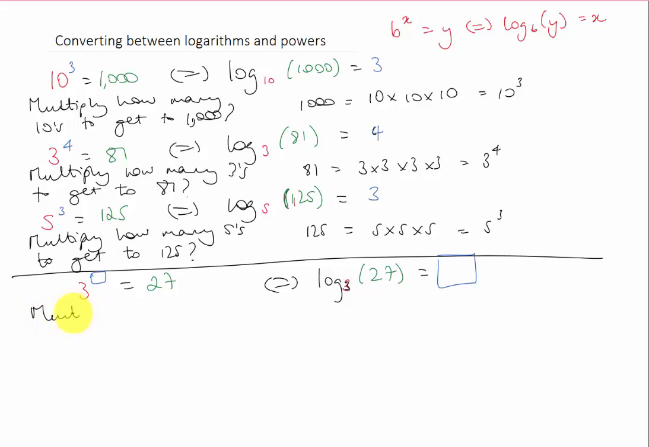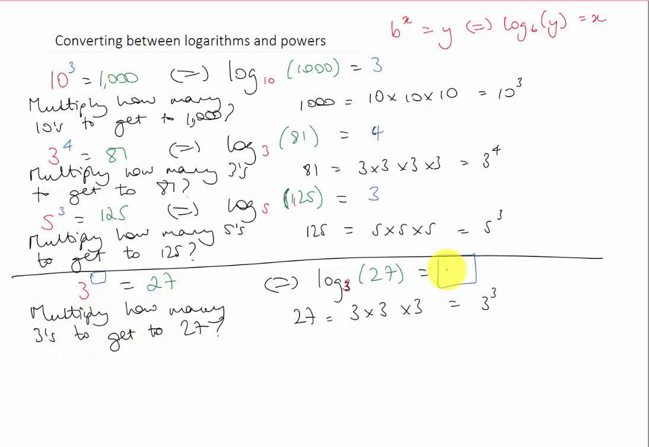So we just ask that same question. So we multiply how many 3's to get to 27. And so 27 is equal to 3 times 3 times 3. 3 times 3 is 9, times 3 is 27. So that's 3 to the power 3. And so that's our answer. We have to multiply 3 3's to get to 27. So the logarithm, so the power here, 3 to the power 3 is equal to 27, and so the logarithm in base 3 of 27 is 3.